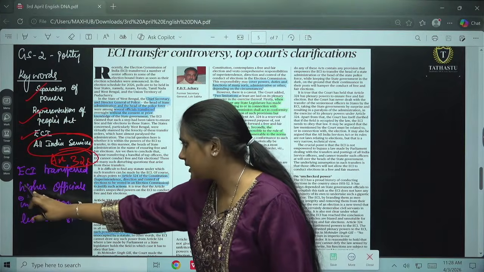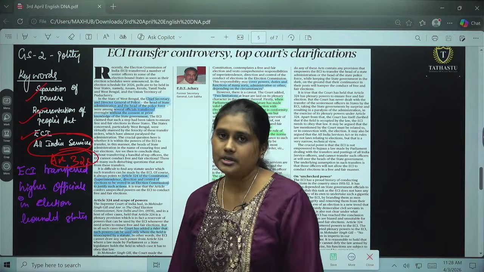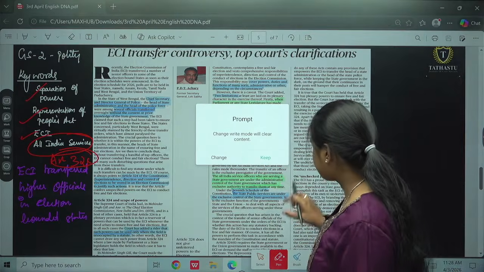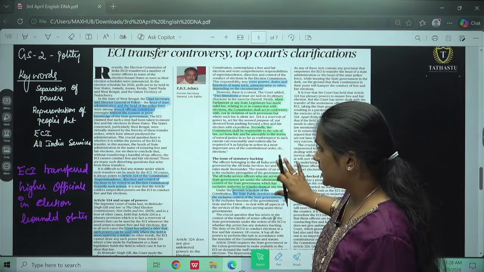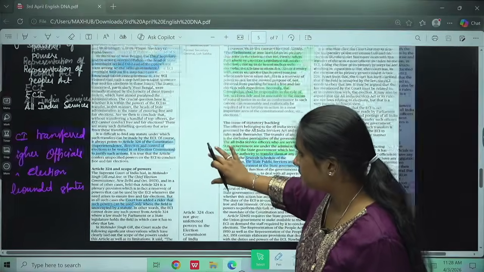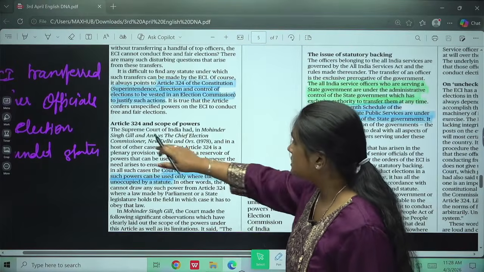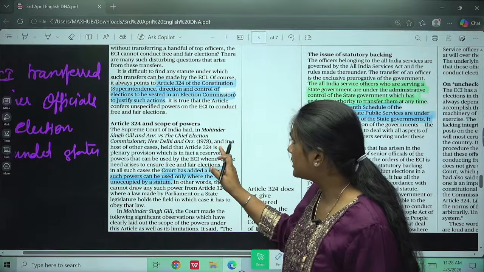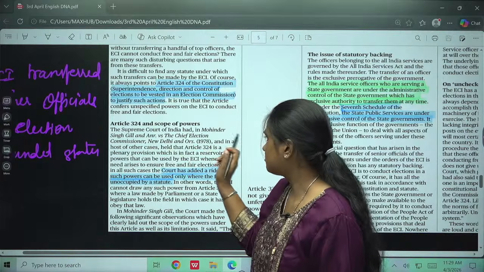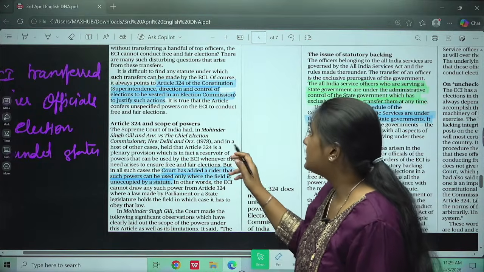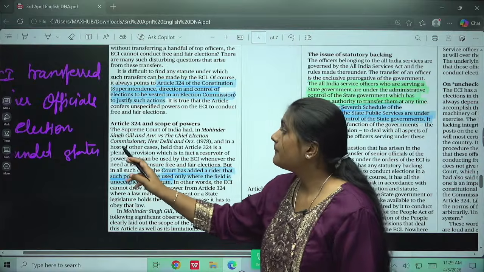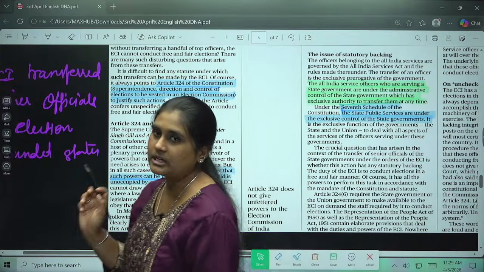The ECI transferred higher officials in election-bound states without any consent of the state government. If you see this, Article 324 and scope of powers: the Supreme Court of India, in Mohinder Singh Gill and the Chief Election Commissioner case in 1978, and in a host of other cases, held that Article 324 is a plenary provision. This is also one of the keywords, plenary provision.